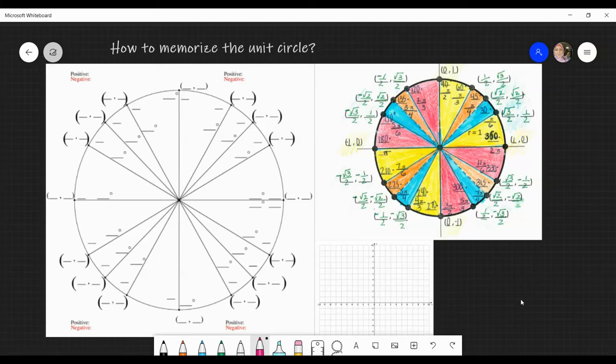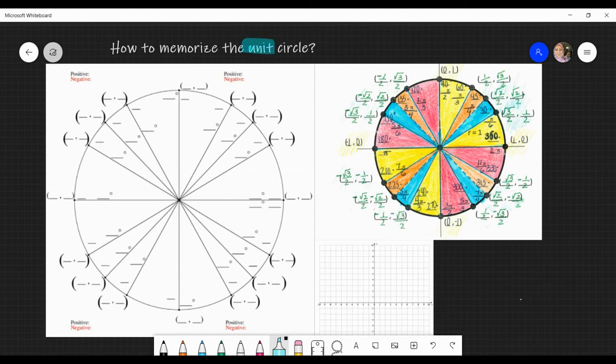Hi, in today's video, we're going to learn how to memorize the unit circle. There are multiple ways to memorize this unit circle, but this is one of the suggested methods. It's up to you to look for a different one that you feel comfortable with, but again, this is one of the methods. First of all, let's start and say, why do we call it a unit circle?